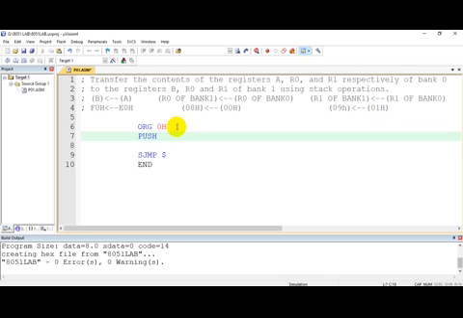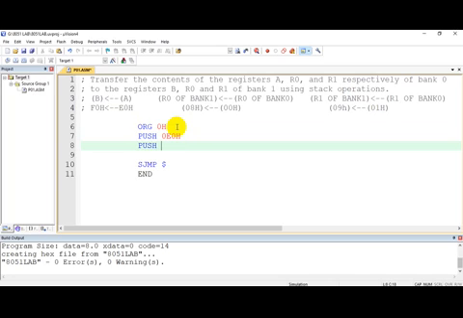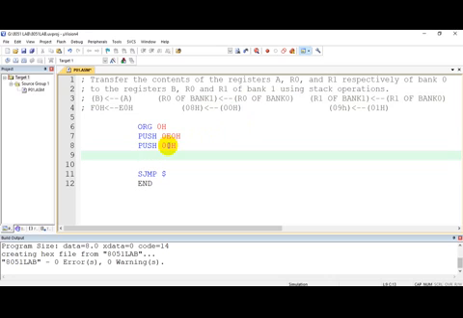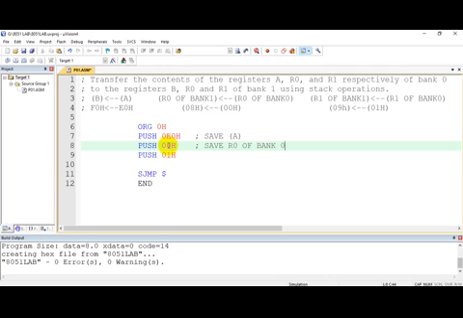Let us save the contents. Push 0E0H. Then let us push the contents of R0 of bank 0, it will be 00H. Then push 01H. Let us also write the comments: save accumulator, then save R0 of bank 0, then save R1 of bank 0.